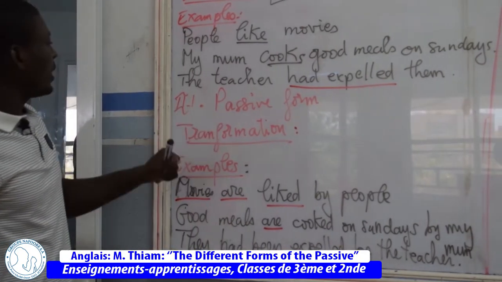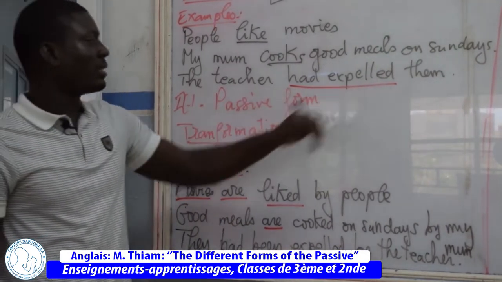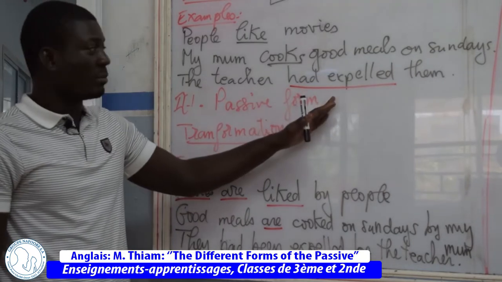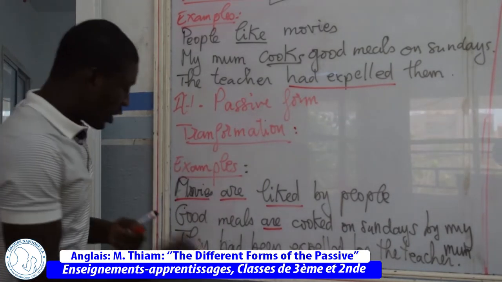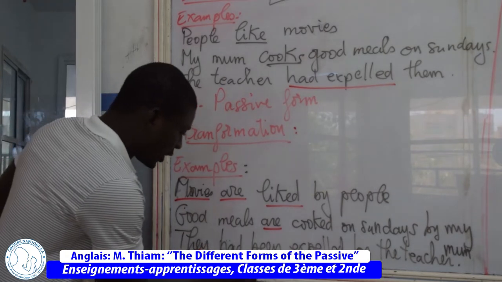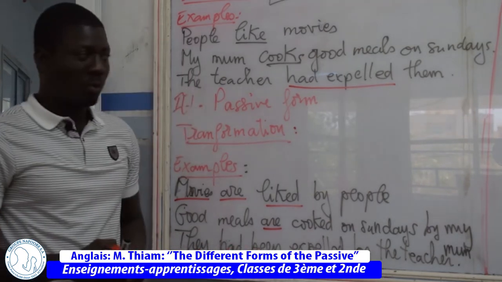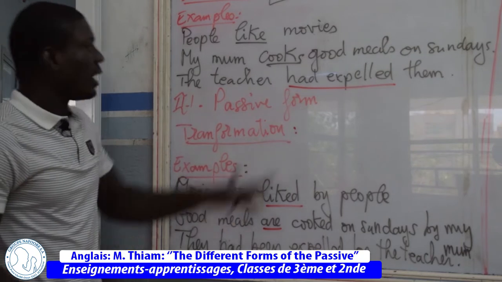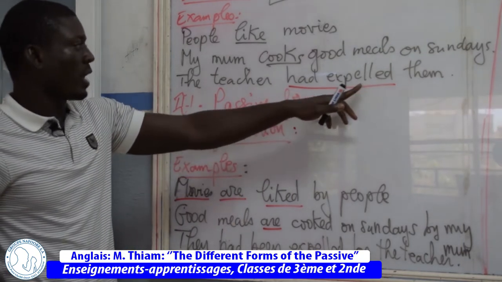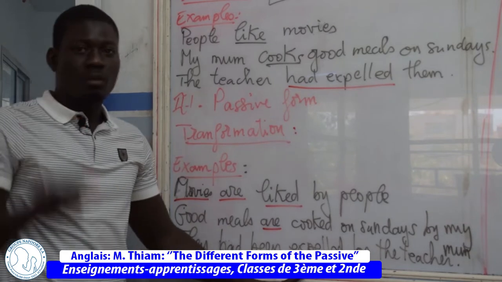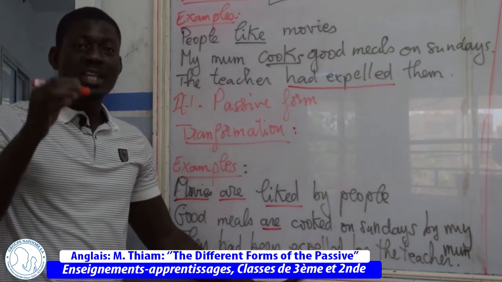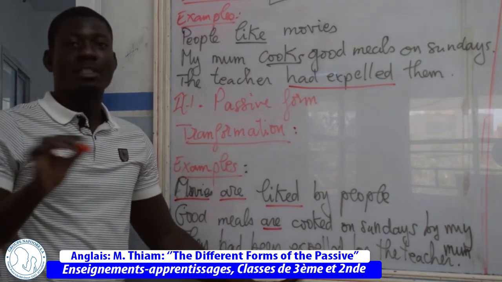Now, sentence number 3, the teacher had expelled them. We have a past perfect here. So it means that the auxiliary to be will be conjugated in the past perfect too. Okay? Now, expel was the verb. We have a past participle. We will still have a past participle here. Remember, I told you, we will always have a past participle in the passive form.